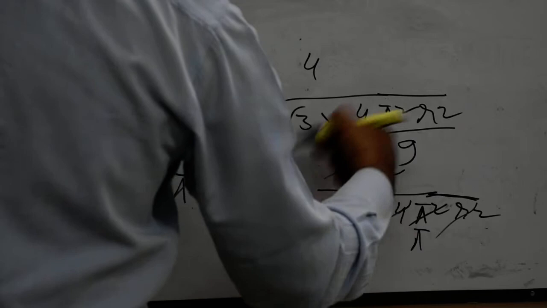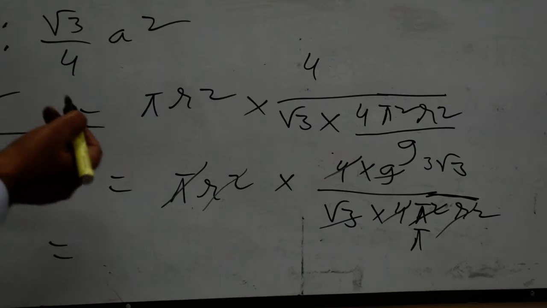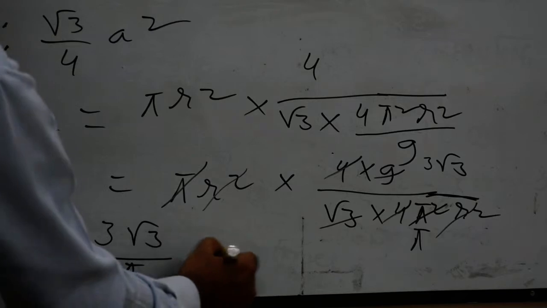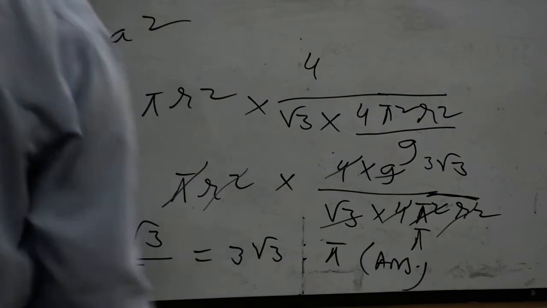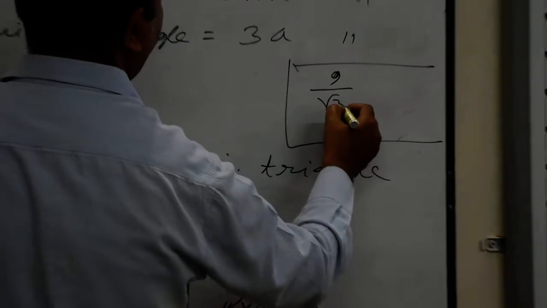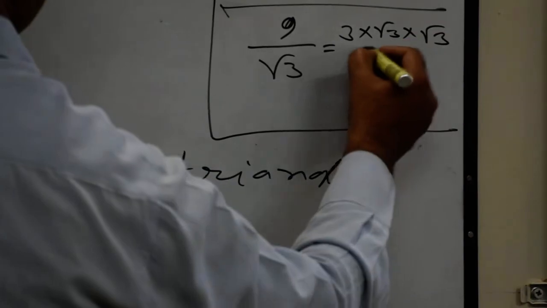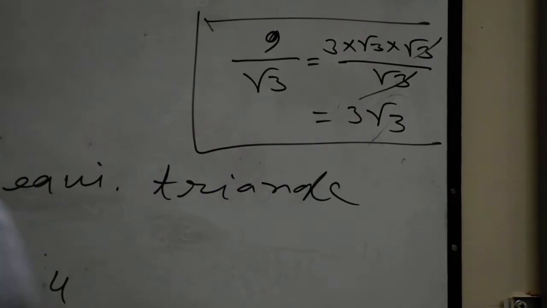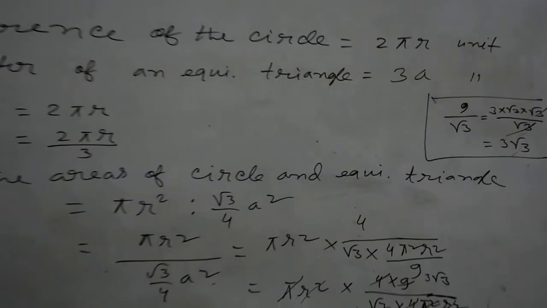So if you divide 9 by factorizing by root 3, that will be 3 root 3. For shortage of space, I am writing directly. So what is left? 3 root 3 by pi, that is the answer. I am just showing the one calculation here. If you divide 9 by root 3, you can write this way, 3 into root 3 into root 3 by root 3. It will be omitted, there will be 3 root 3. I hope you can understand this calculation. That is the answer for question number 9.